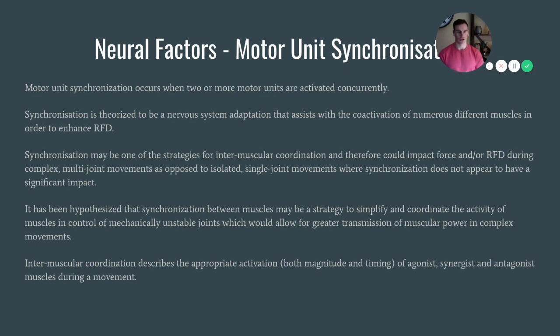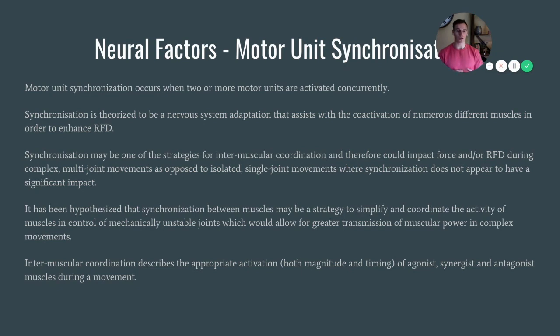Now, another thing to mention: we're talking about coordinating the activity of muscles in control of mechanically unstable joints, allowing for greater transmission of muscular power. One of the most unstable joints in your body is the shoulder joint. When we're talking about transmission of muscular power, the old analogy, you can't shoot a cannon from a canoe, applies hugely when developing power around the shoulder joint.